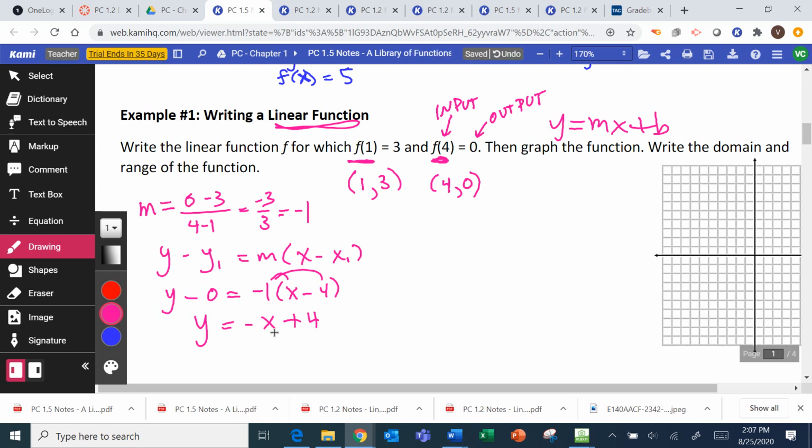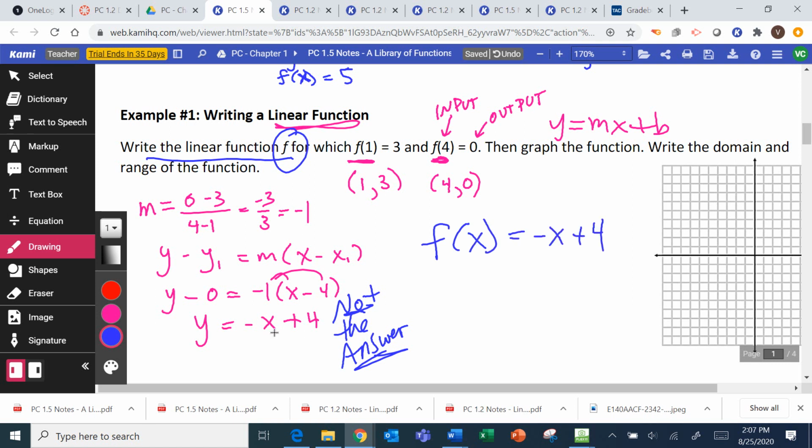So is that in slope-intercept form? Is that in mx plus b form? Okay. This is not the answer. This is where people don't do their work and forget, or don't study and forget. So when I'm talking about write the linear function f, that is telling you the answer has to be f of x equals negative x plus 4. So we're not going to write y equals, we're going to write f of x equals because they literally told you to name it function f. So that's just one tiny little detail we've got to look out for.